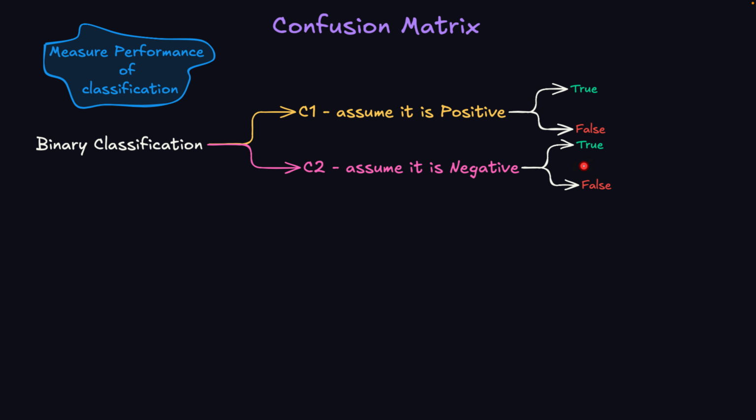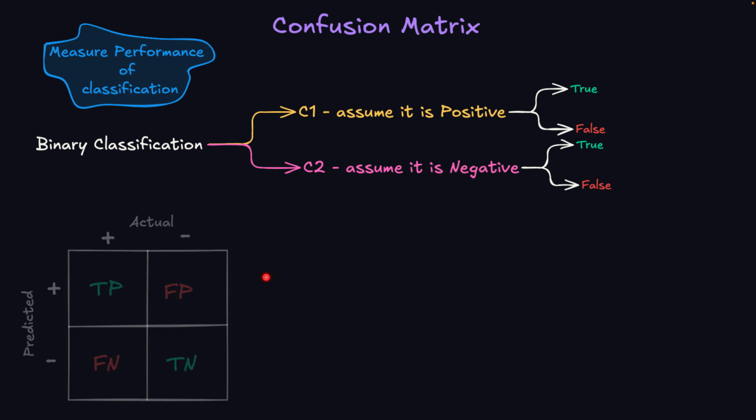So these 4 combinations, if we put them in a matrix form, then that is what is called a confusion matrix. So this is an example of confusion matrix. And the reason why we call this a confusion matrix is because we have cases that are confused by the prediction model that we have. That is why we call this a confusion matrix.